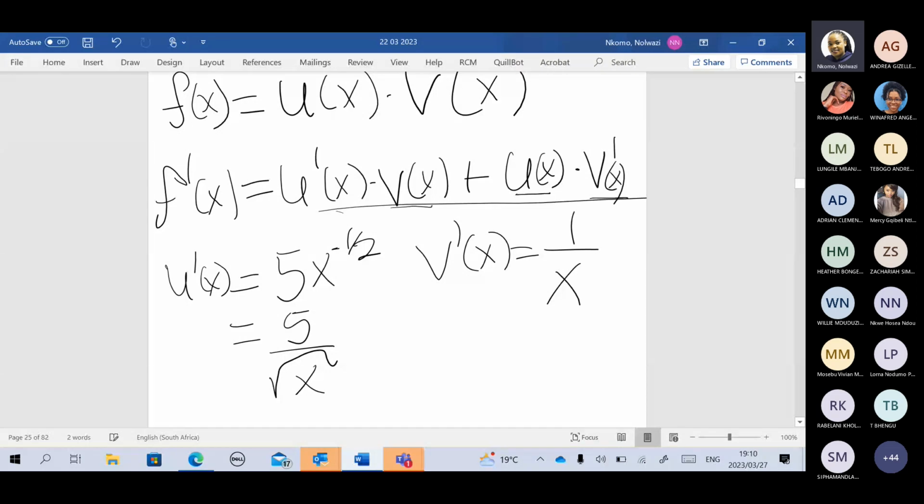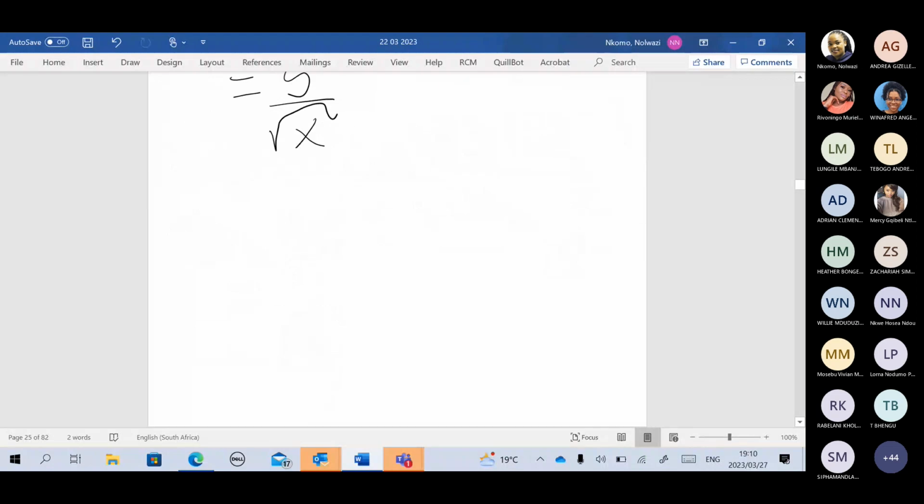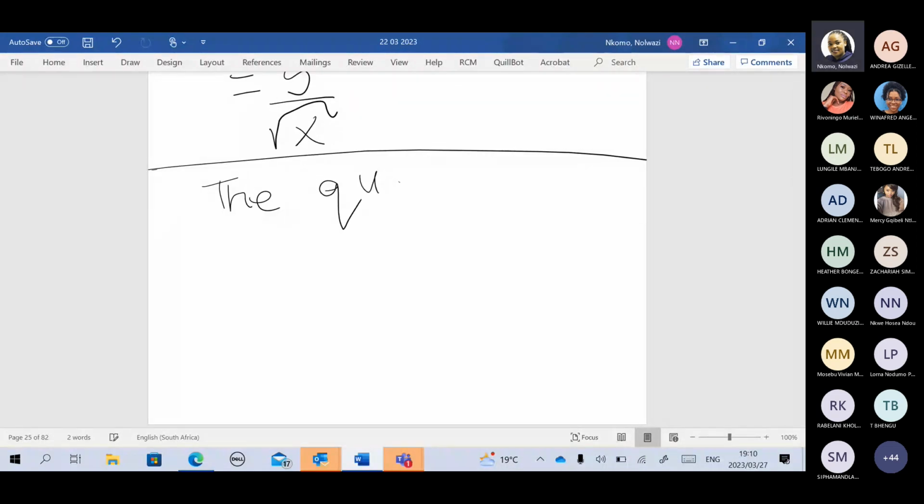Okay, we only have 20 minutes. Let's do the last rule, which is the quotient rule. Suppose we are given our function as the quotient of two functions, meaning your function has the numerator and the denominator function.